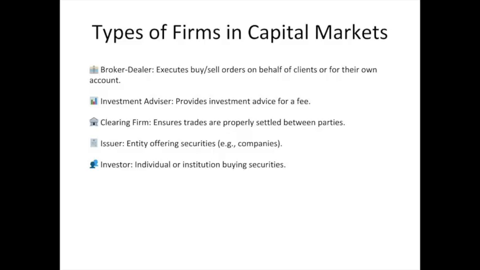A clearing firm is a behind-the-scenes player that ensures that when two parties agree to a trade, it actually settles, meaning securities and cash are properly exchanged. An issuer is a company or government that offers securities to raise capital. If Apple issues bonds, they are the issuer. An investor can be an individual, a retail investor, an institution, like a pension fund, or even an insider, like an executive who owns stock in their company.